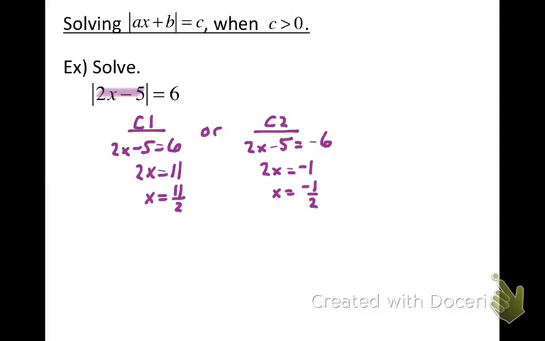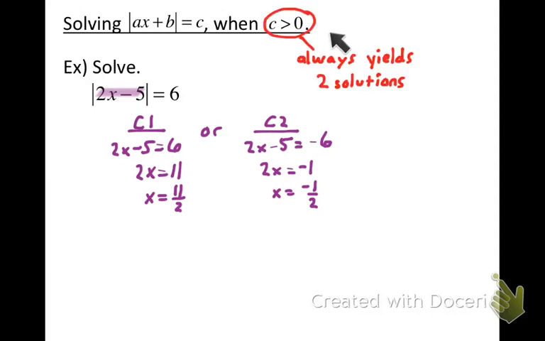We had two solutions, and anytime you're solving an absolute value equation and this constant over here is positive, you're always going to have two solutions. And in fact, I want to make the note of that. Whenever that constant is positive, you always get two solutions. You always have to worry about the case 1 and the case 2.